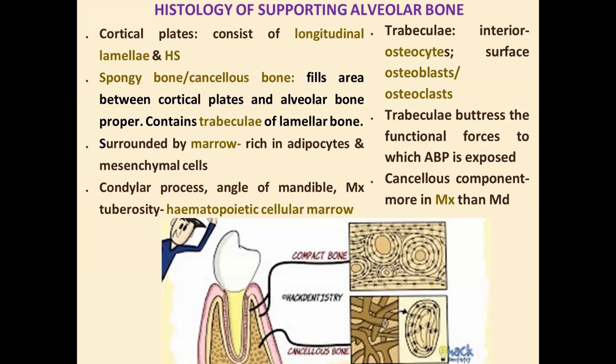The spongy bone or the trabecular interior consists of osteocytes, while the surface consists of the osteoblasts and the osteoclasts. The trabeculae buttress the functional forces to which the alveolar bone proper is exposed. The cancellous components are more in the maxilla when compared to that of the mandible.